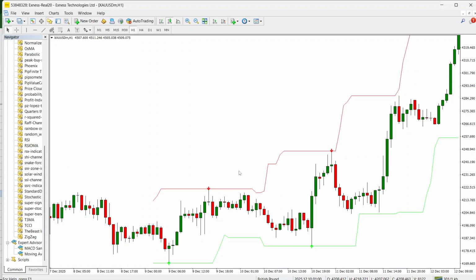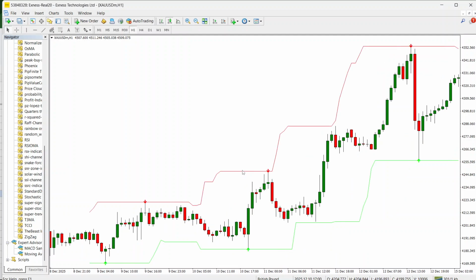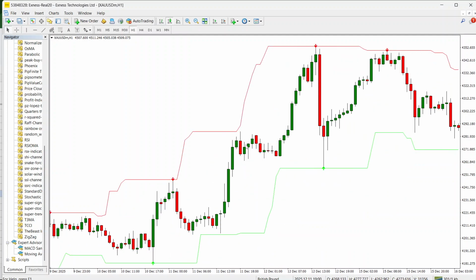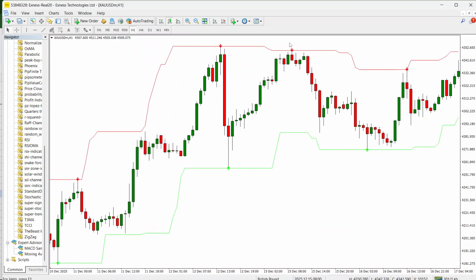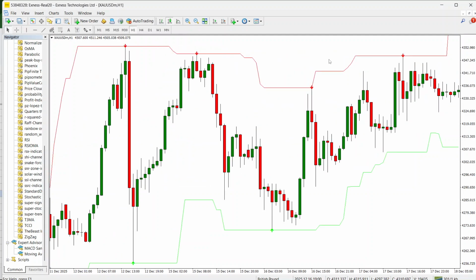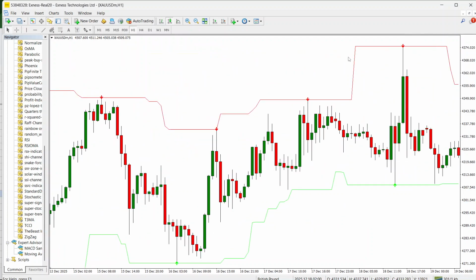For sell signals or entries, price action should be in a descending channel with a red dot near the upper trend line, confirmed using MACD showing a bearish crossover, with stop loss above the upper trend line. As you can see in the chart, these are the arrows for sell signals.